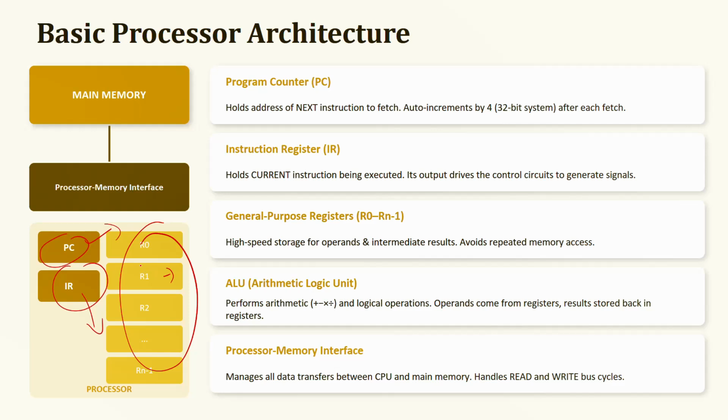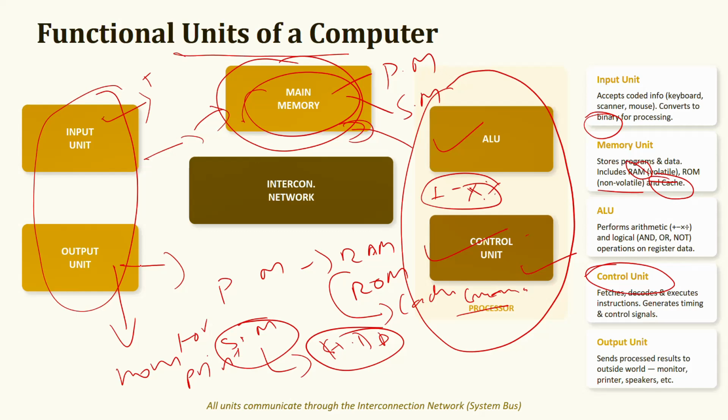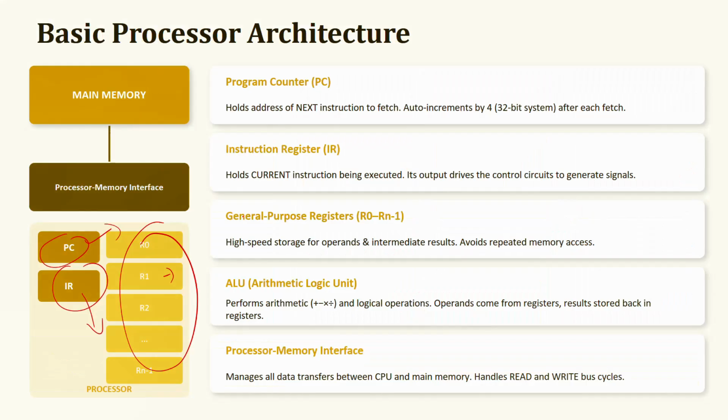Here this processor is also interconnected. In the first slide we saw the ALU and the control unit. In this processor, the PC, IR, and the general purpose registers are interlinked. The processor will automatically perform the functionality of interfacing the main memory and the processor, and do all the processing with respect to our given instructions.